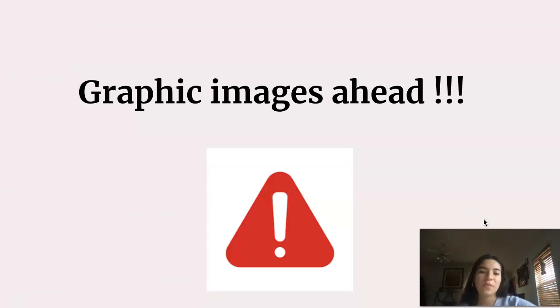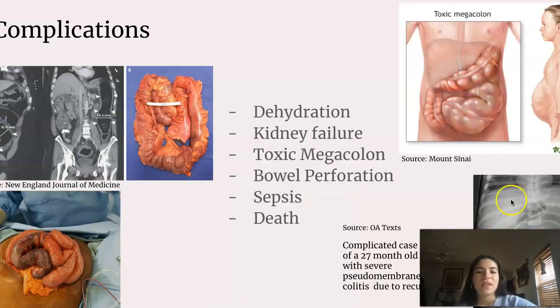Okay, and there are some more graphic images ahead. So some complications that you can have from the CDI infection include dehydration, which in turn leads to kidney failure. You also have toxic megacolon, and this toxic megacolon is when the intestines become really inflamed, and it can also lead to other problems such as bowel perforation, which is when your intestine gets so inflamed that it can't retain any more feces and it will eventually explode.